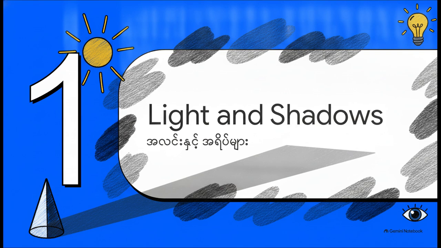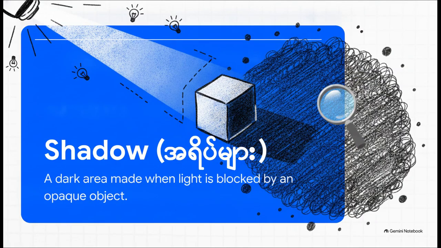Before we get into all the cool stuff about how shadows stretch and shrink, we need to nail down our basic glossary. So let's start with the most important definition of all. A shadow, or aremia, is basically just a dark area that's made when light is blocked. That's it. Whether you're learning this in English or Myanmar, the scientific truth is identical. A shadow isn't an actual physical object, it's literally just the absence of light. It's a dark patch that only exists because something stubbornly got in the way of a light beam.